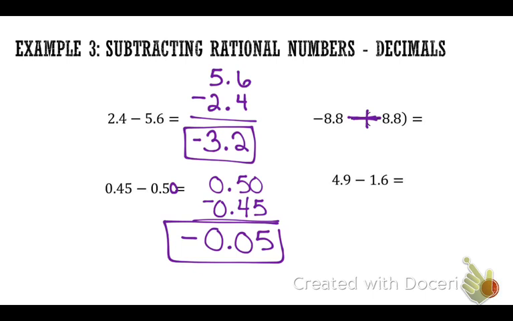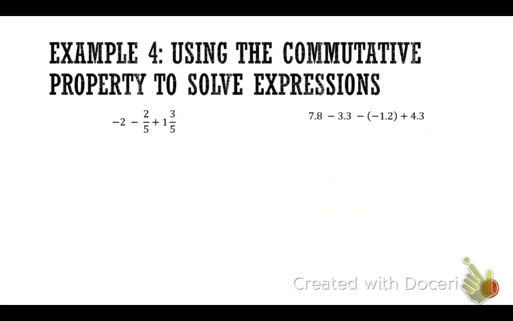Additive inverse, okay? So you're going to see that come quiz and test time, that fancy word, additive inverse. So if I ask you the additive inverse of 4, you would say negative 4. It's just the opposite, okay? All right, so we see opposites here. Negative 8.8 and positive 8.8, 0. Easy enough. And then 4.9 minus 1.6 is 3.3. All right. Good? Thumbs up? Okay.